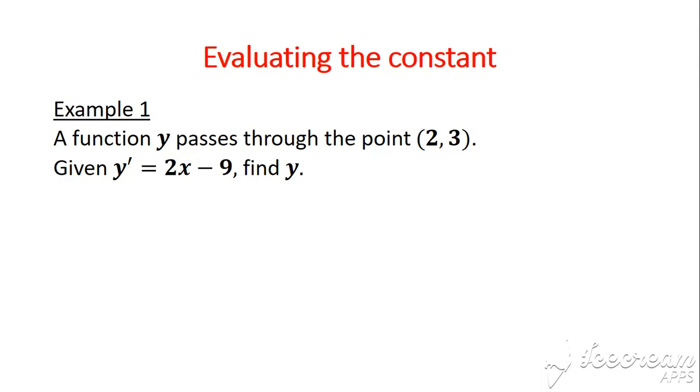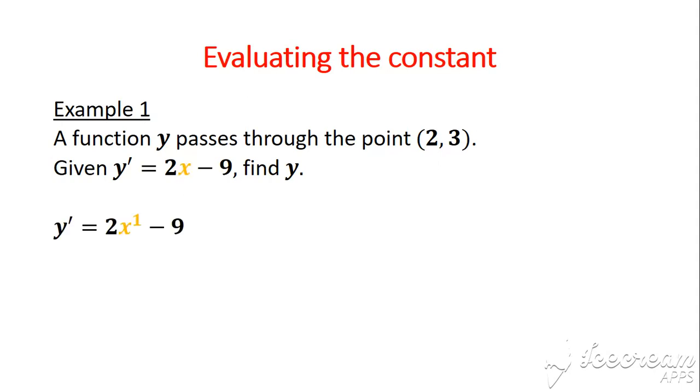All right, let's get into example 1. A function y passes through the point (2, 3). Given the gradient function y dash is equal to 2x minus 9, your job is to find the function y, find the rule for y.